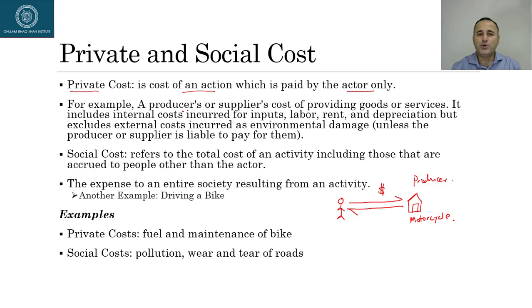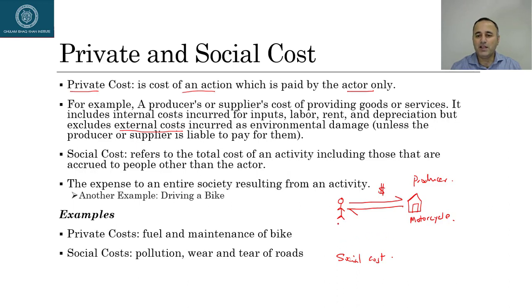For example, a producer's or supplier's cost of providing goods or services includes internal costs incurred for inputs, labor, rent, and depreciation, but excludes what they call external costs. What would be those externalities? Externalities, a technical term, are also called spillover effects in the literature. If this individual is driving this motorcycle, it produces pollution, and that pollution, everybody in the society pays for it. That is called social cost.